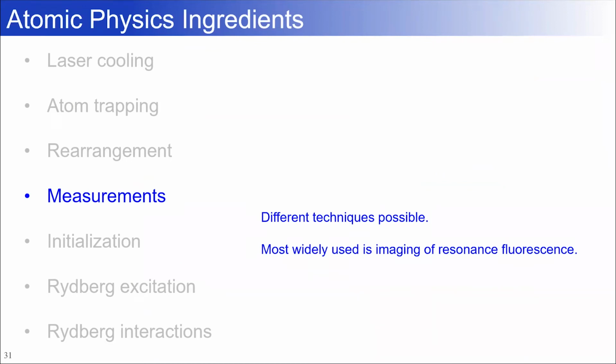And so one is to have the good vacuum, to have very long lifetime. The other is to have good measurements so we don't lose the atom when we're checking if it's present. So let me speak a bit about the measurements. Different techniques are possible. The most widely used method of imaging single atoms is just looking at the light scattering, or resonance fluorescence.